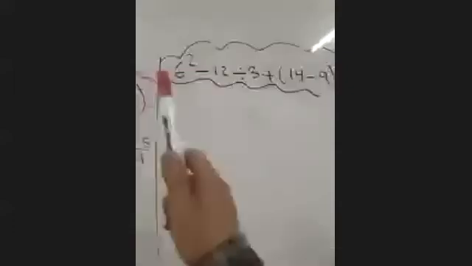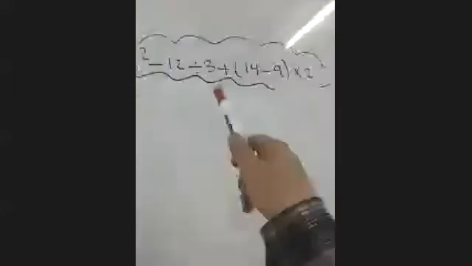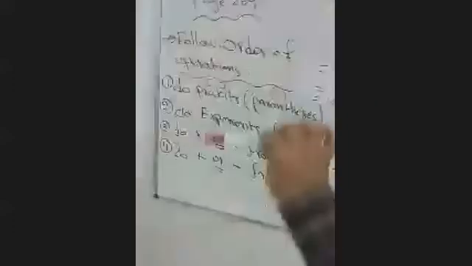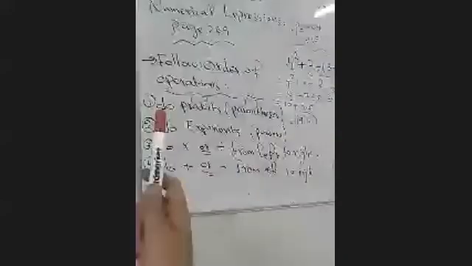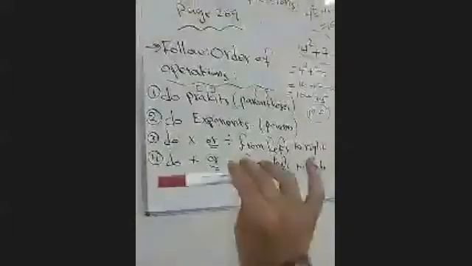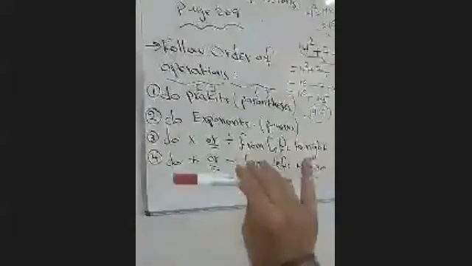For the next example, look, we have this expression: 6 to the power 2 minus 12 divided by 3 plus brackets 14 minus 9 multiply 2. Now let's go back to our order of operations. We have 4 steps here, and you need to memorize them very well. The first step is brackets or parentheses. Second step, exponents. Third step, multiply or divide. Fourth step, plus or minus. The addition and subtraction come at the end, the last thing you do.